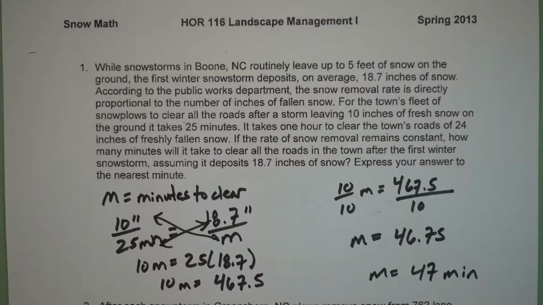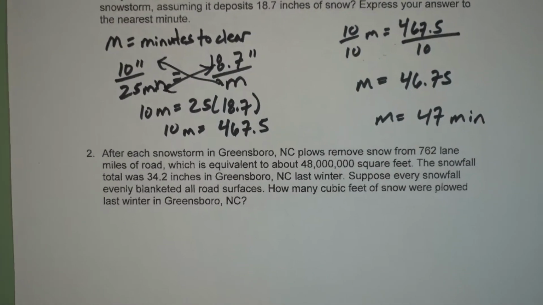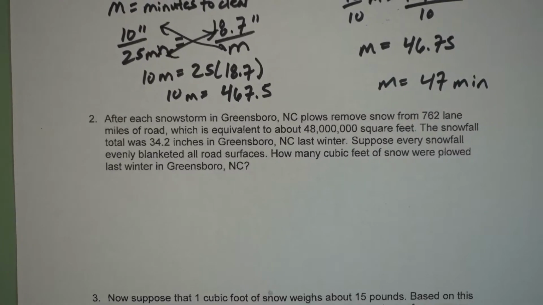So let's go to problem number 2. We'll slide the paper up here. It says, after each snowstorm in Greensboro, North Carolina, plows remove snow from 762 lane miles of road, which is equivalent to about 48 million square feet. The snowfall total was 34.2 inches in Greensboro last winter. I have to go back and look, we had a lot of snow last winter. But suppose every snowfall evenly blanketed all road surfaces. How many cubic feet of snow were plowed last winter in Greensboro?